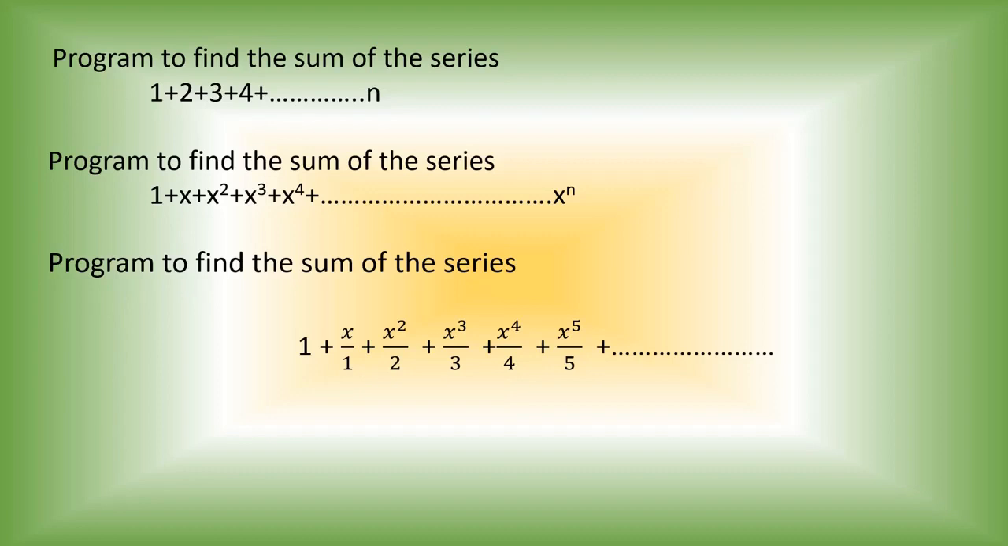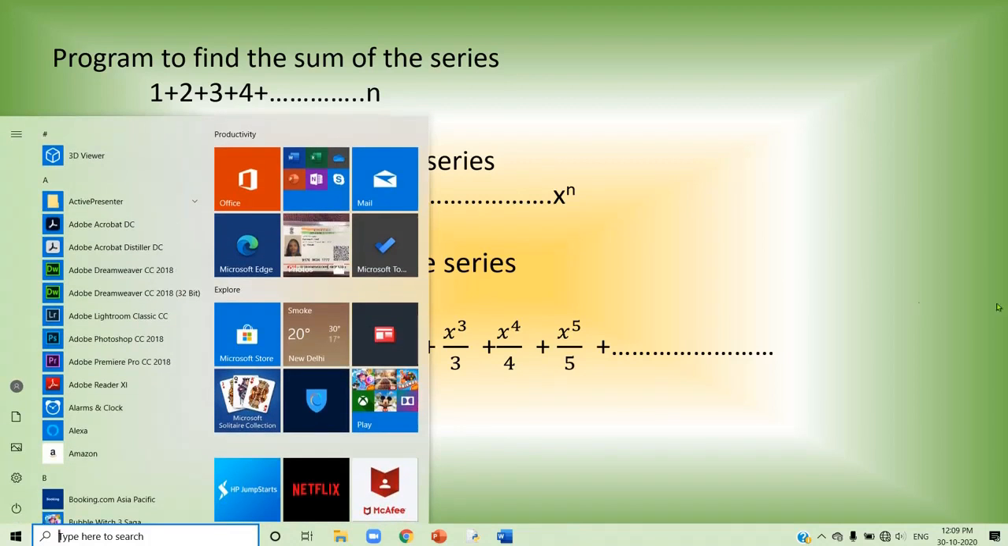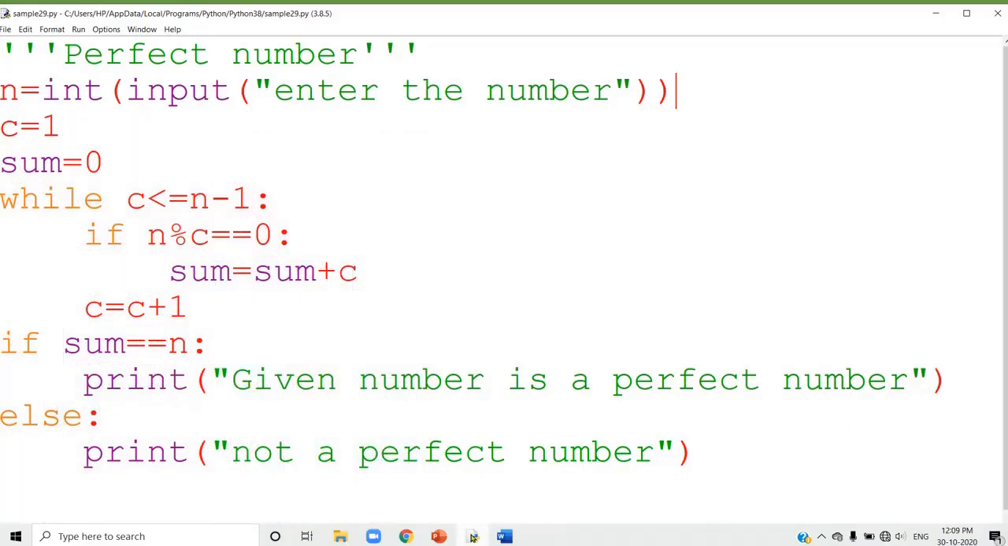Is it right? It is the same thing, only the question pattern is changed. You have to find the sum of the series 1 plus 2 plus till n. That means this is the same as finding the sum of the first n natural numbers. Anyway, I'll try out that program here. The question is the same.